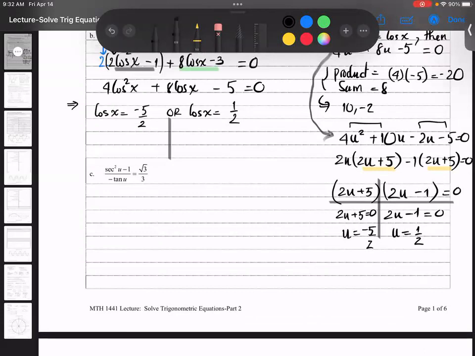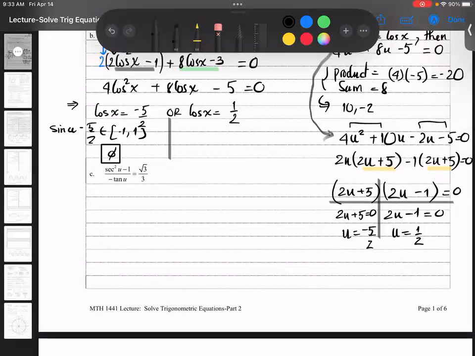So can I take the inverse of -5/2? No, right? Because it's out of range, out of domain. Since -5/2 does not belong to [-1, 1], there is no solution. You can write out no solution, or you can use the empty set notation.